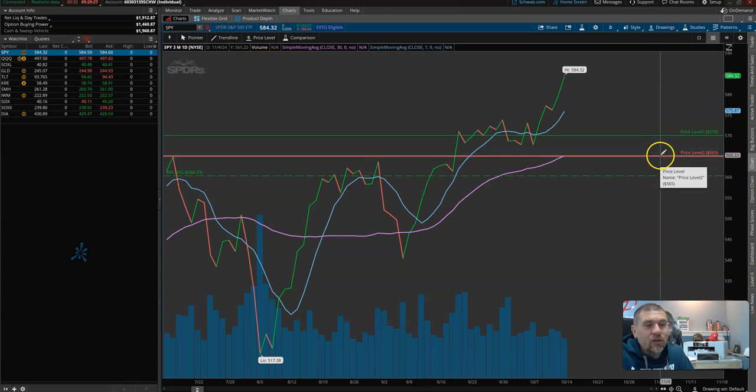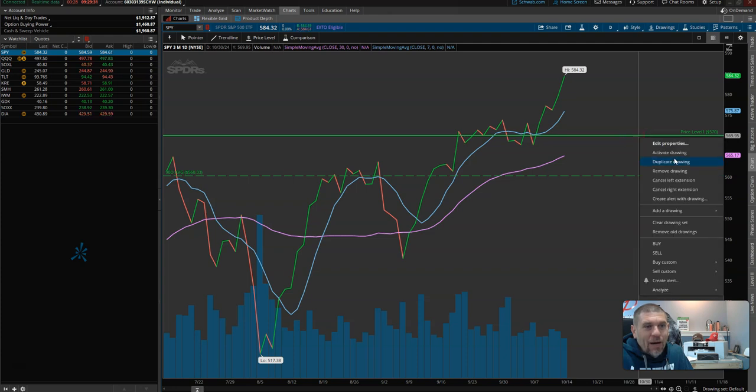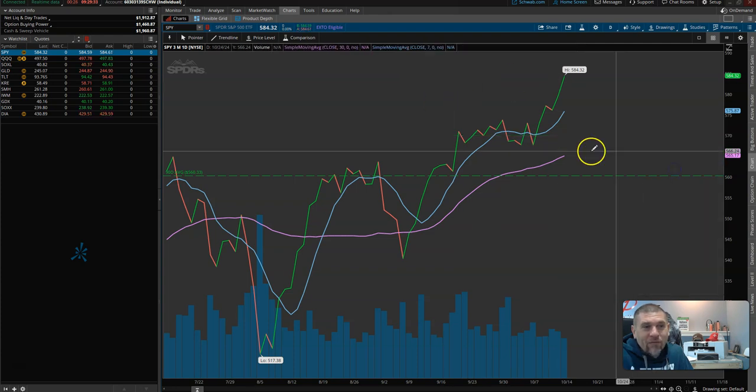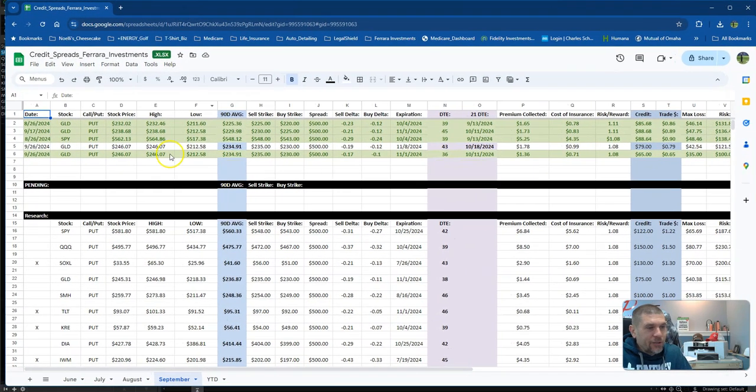All right, so let's take a look at this real quick. Let me show you how I figure out what I'm going to trade. I'm going to bring over my spreadsheet here. All right, so this is the spreadsheet that I came up with. Basically, these are all the ones that I've already done. I have one that's in play right now. These are all the ones that already closed.